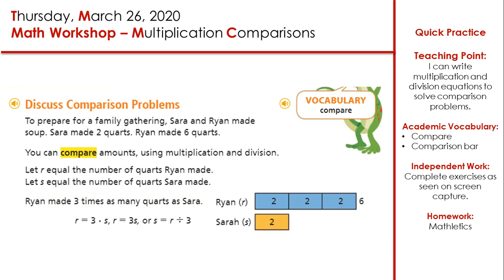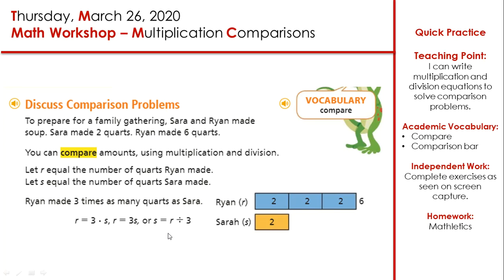Alright, so let's take a look at the equation that they came up with. So R, that represents Ryan, is equal to what? It says that Ryan made 3 times as many as Sarah. So I have my 3 times right here, as many as who? Since it is times, that means that I'm going to multiply by how many? By Sarah's quarts right here. So I have 3 times this. If I multiply 3 times 2, I will get 6, which is the total amount that Ryan has.